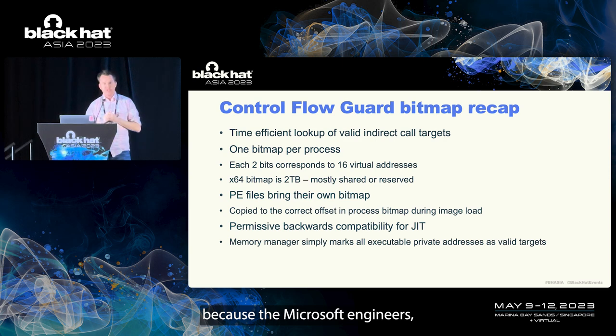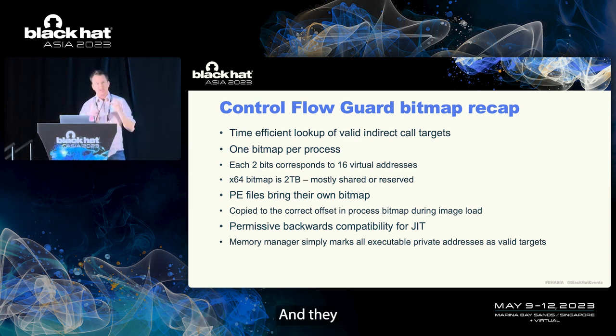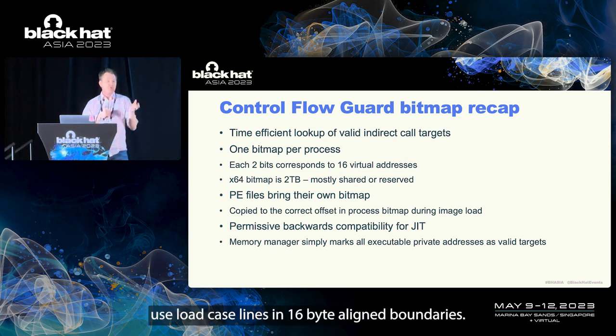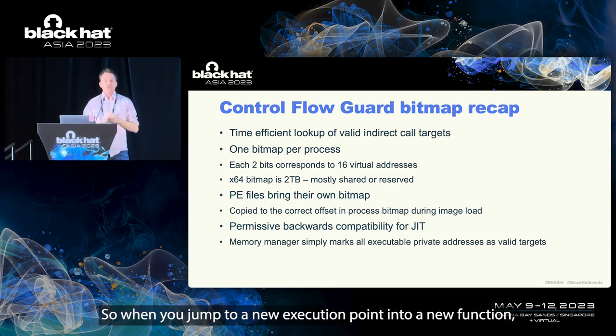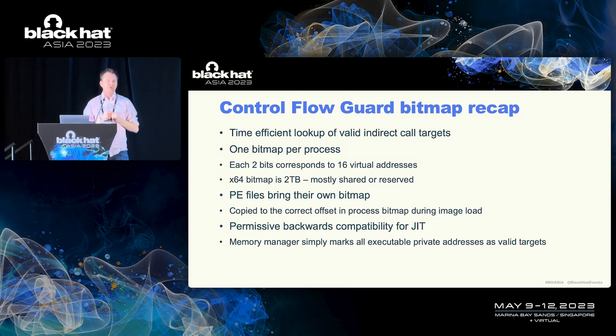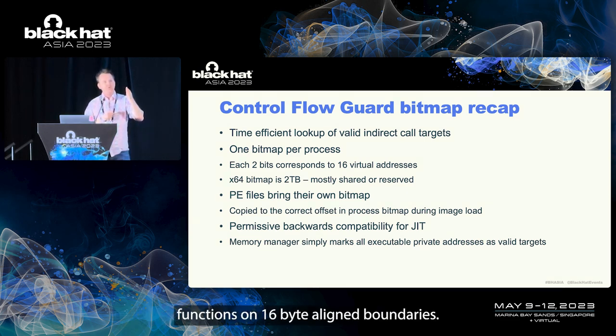Because the Microsoft engineers did something really quite amazing, and they happen to know that most compilers output code on 16-byte aligned boundaries. And the reason for this is most CPUs load cache lines in 16-byte aligned boundaries. So when you jump to a new execution point into a new function, you want as many instructions to be hot in the cache as possible. So most compilers output functions on 16-byte aligned boundaries.